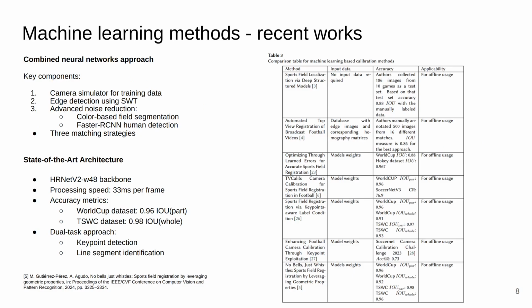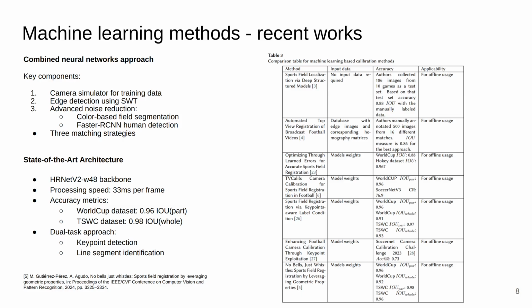Building on the success of the 2017 breakthrough, researchers developed an increasingly sophisticated approach using multiple neural networks working together. This combined approach addressed several key limitations of earlier methods through some clear innovations. The main innovation came in how they handled noise reduction, a major challenge that plagued earlier methods. They implemented a two-step noise reduction process. The first step used color-based field segmentation to remove the crowd from images, which previously confused calibration systems. The second step employed Faster R-CNN to detect and remove players from the scene.